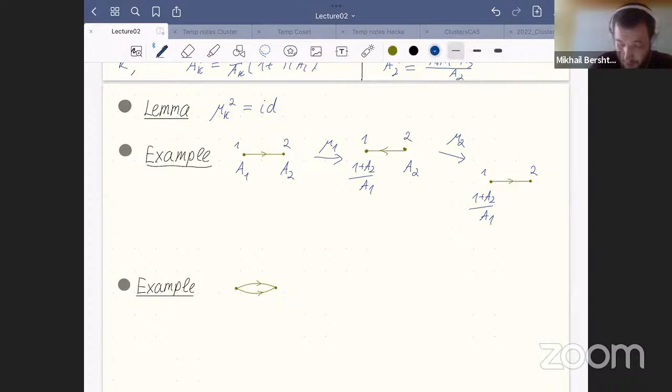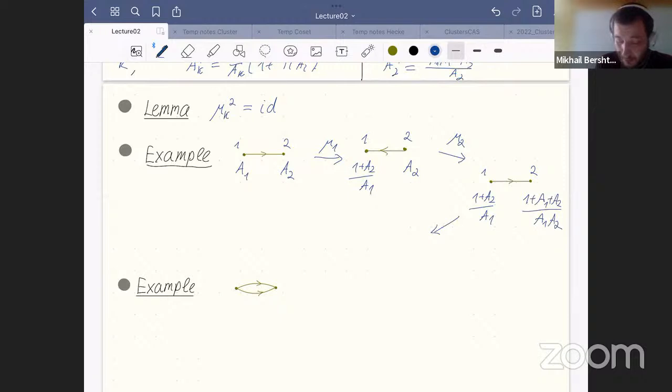We should take 1 plus that number and divide. So what do we get? We get 1 plus A1 plus A2 over A1 A2. Is it correct? I hope so.